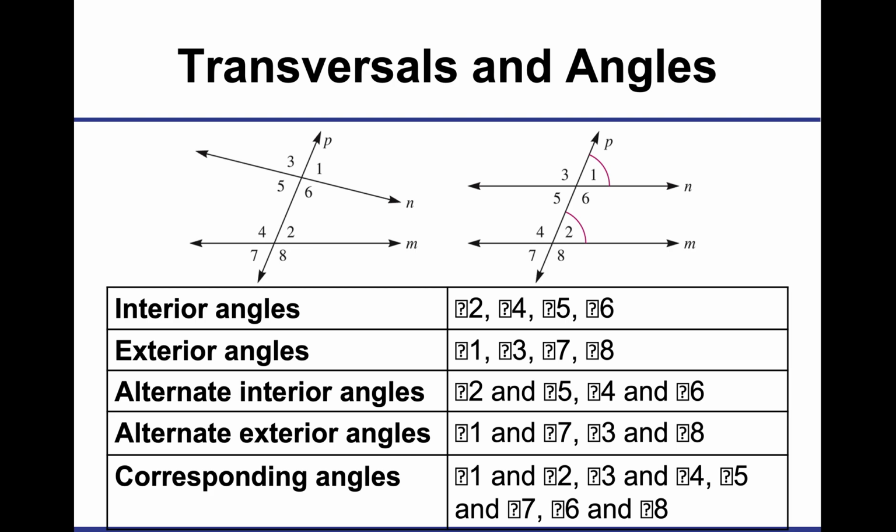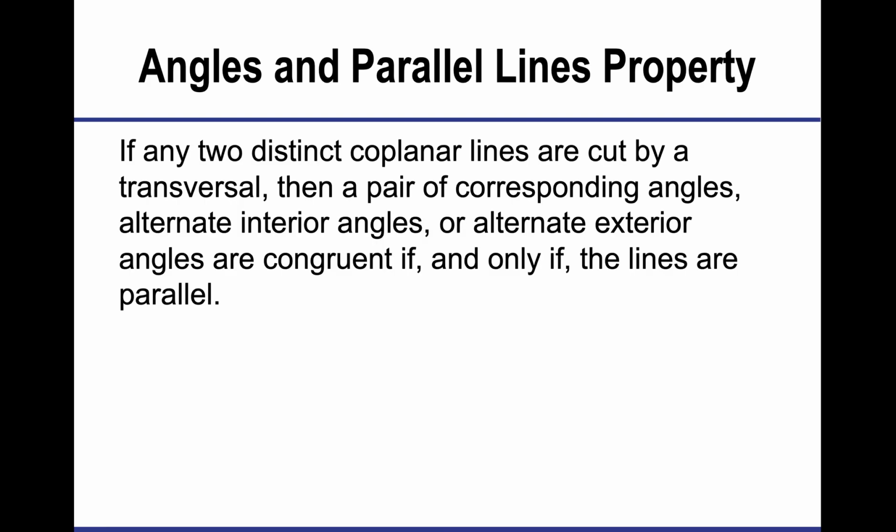I have alternate interior angles, which means they're on opposite sides inside, like 5 and 2, 6 and 4. Then alternate exterior angles are on opposite sides outside of my two lines, so 1 and 7, 3 and 8. And corresponding angles are in the same position. So you want to see it as two clusters of 4 angles. The angle 3 is in the upper left, so it corresponds to angle 4, which is in the upper left of that 4-angle cluster.